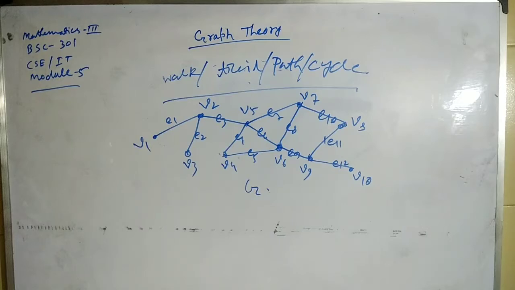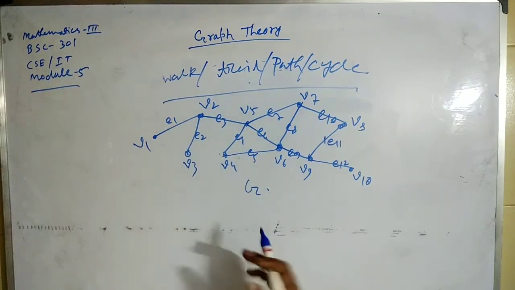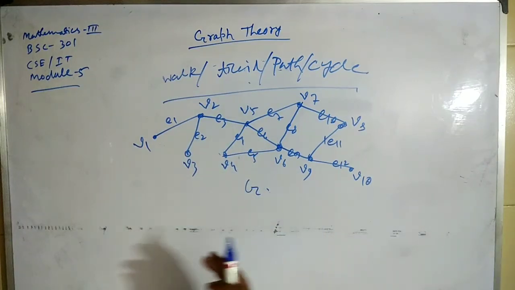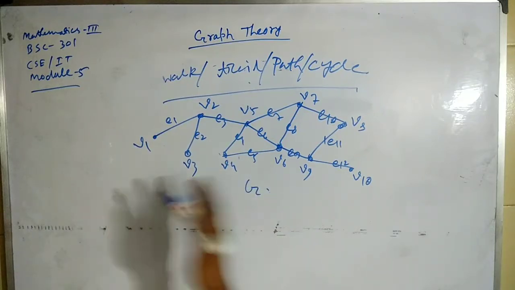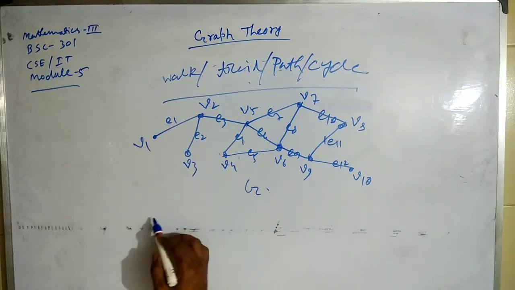So you can take any way. I'm not using the word path because path has another definition. I'm using this word way to go from V3 to V9. So I'm writing a walk.